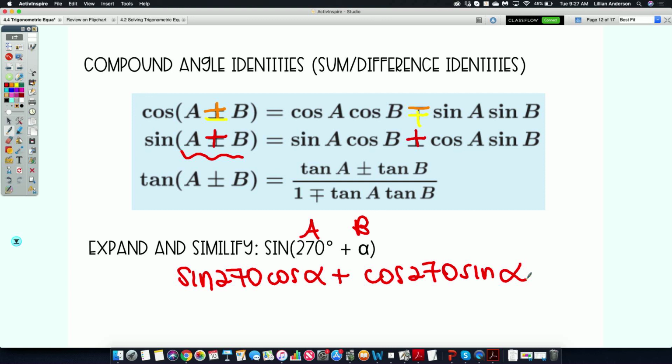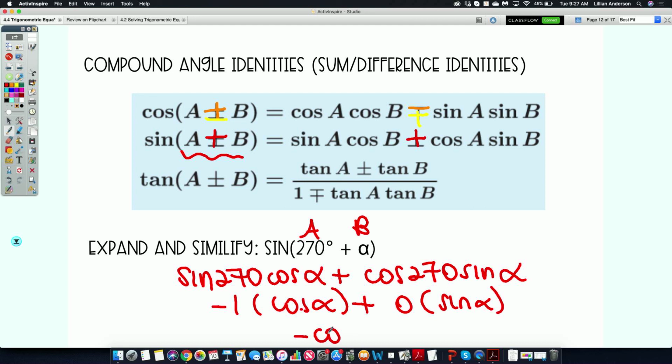Now as you use the unit circle, what's the sine of 270 degrees? That becomes -1 times the cosine of alpha plus, what's cosine of 270? 0 times sine alpha. So when I simplify this, my final answer is just going to be negative cosine alpha. Of course, this can be equal to a number, and then you will continue to solve from there. Questions?